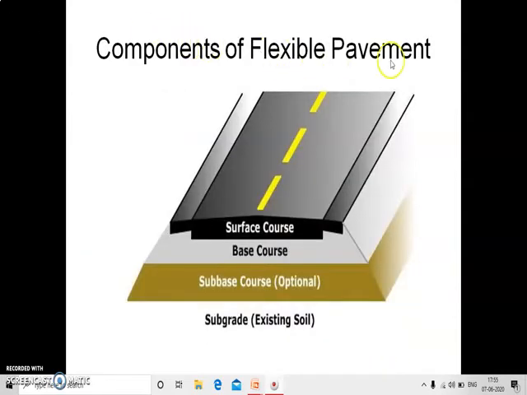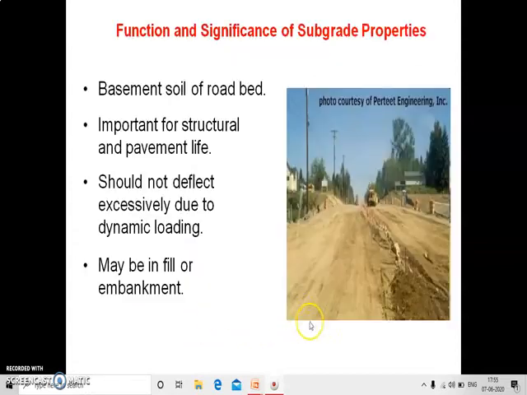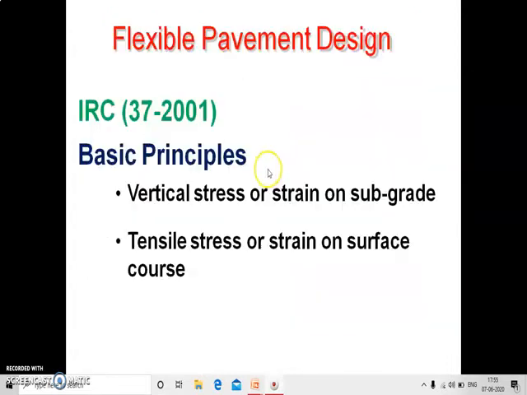Okay, flexible pavement design by using IRC 37-2001, using the code book. Basic principles: vertical stress or vertical strain on subgrade, tensile stress or tensile strain on surface course. Factors for design of pavements: design wheel load, static load on wheels, contact pressure, load repetitions, subgrade soils, thickness of pavement required, stress-strain behavior under load, moisture variations, climatic factors, that is rainfall, pavement components, materials, environmental factors, height of embankment and its detailed traffic characteristics, required cross-sectional elements of the alignment.